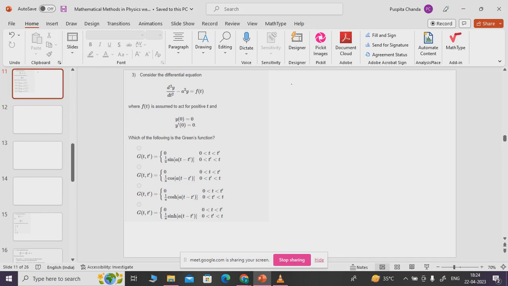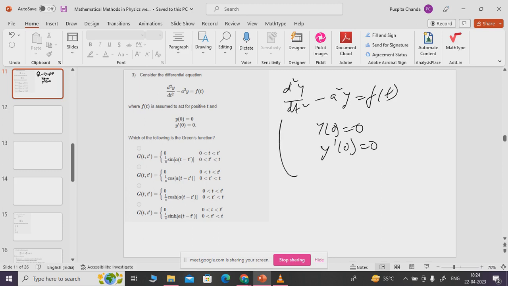Now we need to solve this differential equation. If t is assumed, d square y dt square minus a square y is equal to f of t. So you know again that those conditions are the same. So we need to take the Laplace transformation of this. So L of d square y dt square.